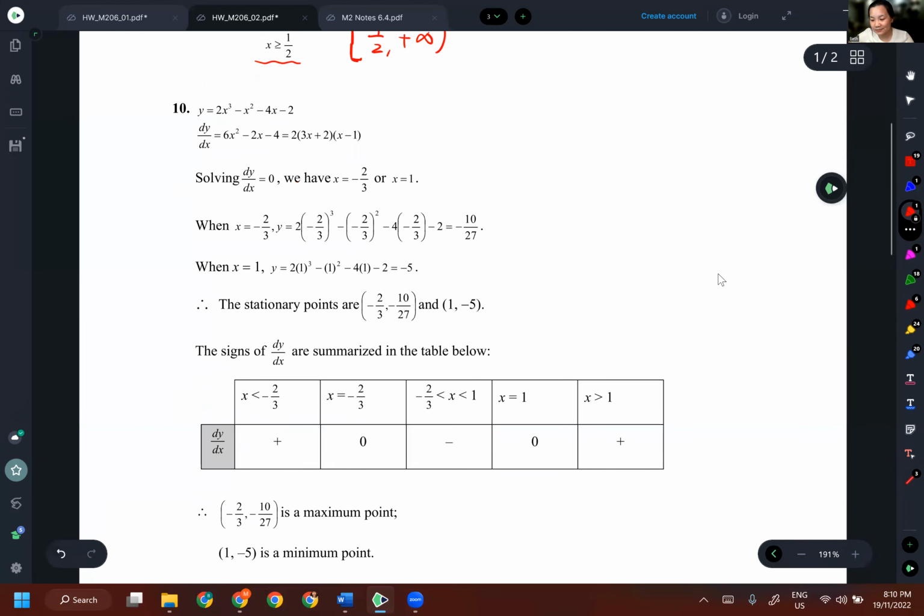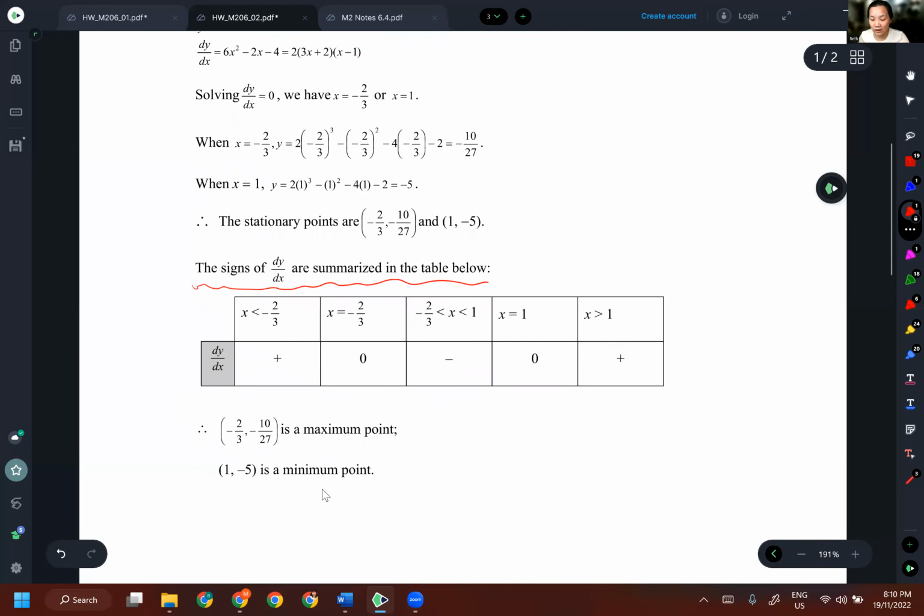Now, question 10. This step must be shown. The listing out of the signs of the first derivative must be shown. And then one is a maximum, one is a minimum. Minimum point, I mean. I shouldn't say maximum. One is a maximum point, one is a minimum point. In fact, I shouldn't even say this. I should say one is a local maximum point, one is a local minimum point. That's the full name.